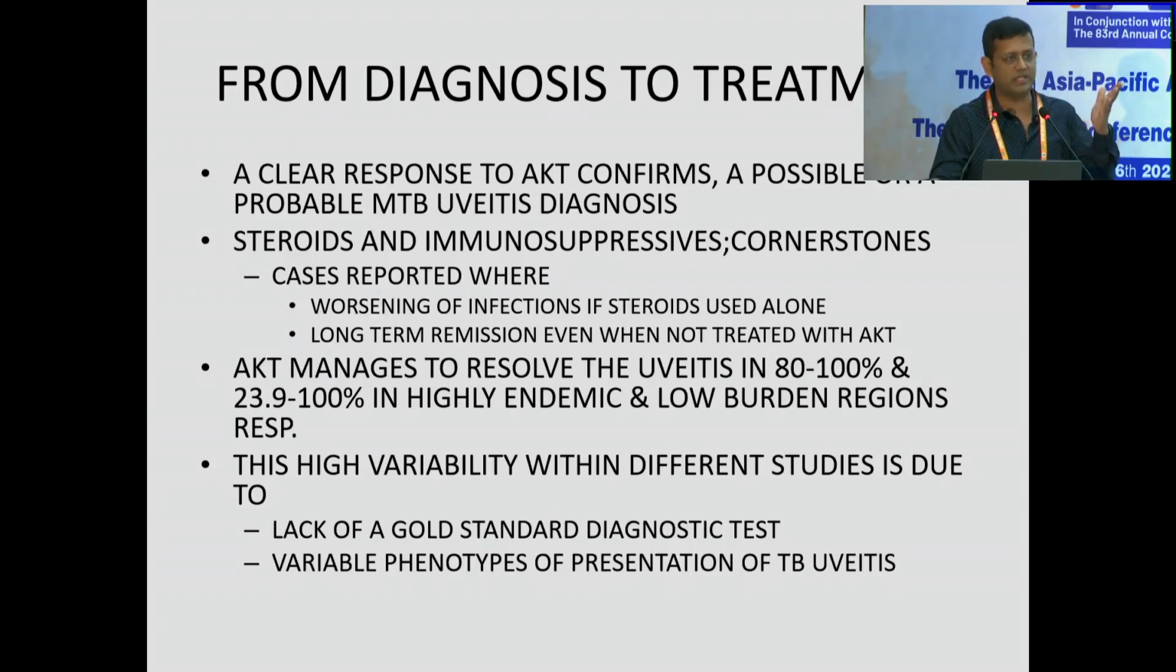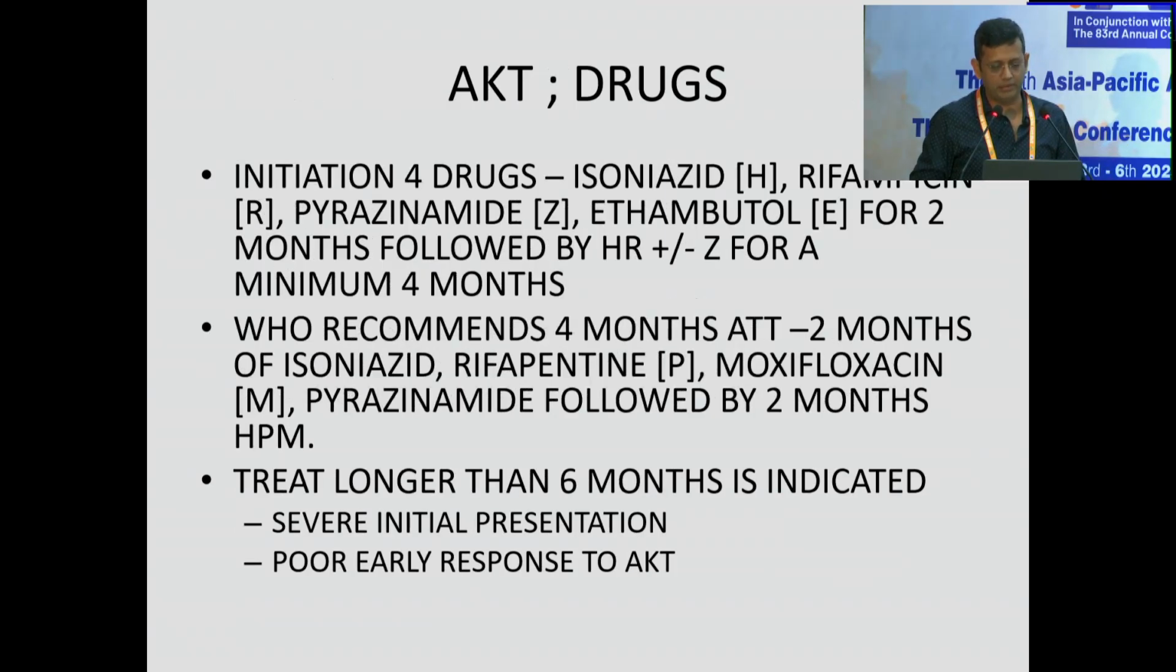And there are so many studies that go on to say that. So there is a definite role of treating the patients where you are even suspecting Mycobacterium tubercular infection with AKT. I think you are doing well by treating the patients this way. And of course, as I said, the problems are because there is no gold standard diagnostic test, and the variable phenotypes with which TB presents, and lack of awareness within our own fraternity also leads to lack of proper treatment. So what are the drugs?